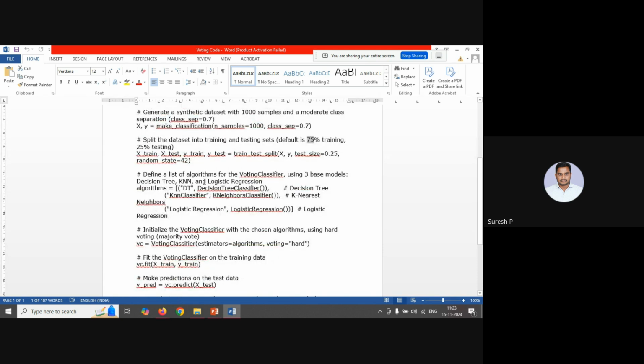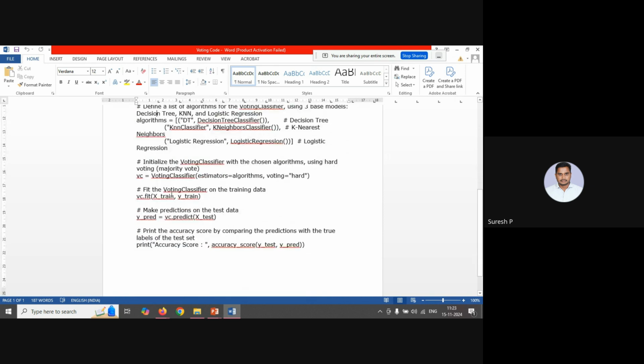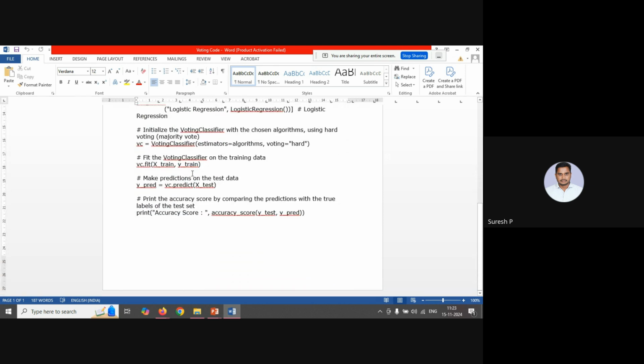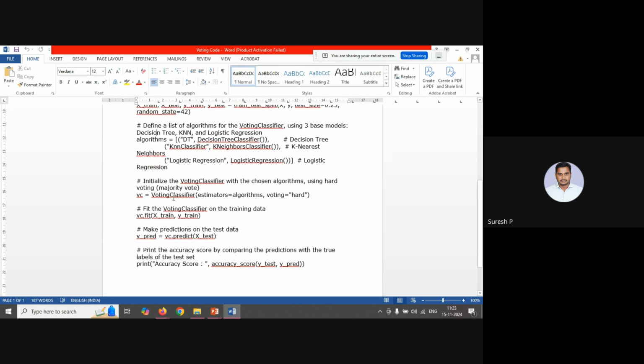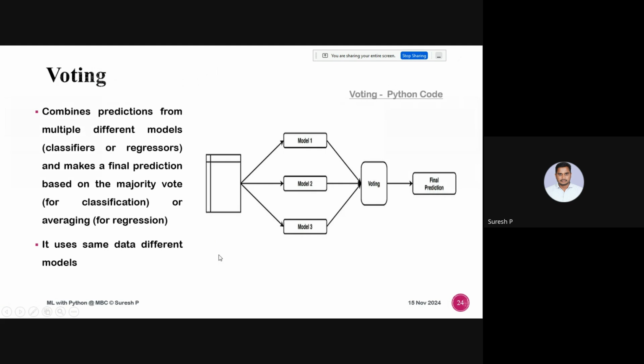Then after that, we are applying the different models. One is decision tree, KNN, and logistic regression. All the algorithms are being applied on the data set. Then we are coming to the final conclusion. So for all the algorithms, we are applying the voting classifier for applying the hard voting. Hard voting means based on that classification, majority voting will be applied. So for that, here the voting strategy is hard voting. So based on that, we will come to the conclusion. So this is the Python code for voting.